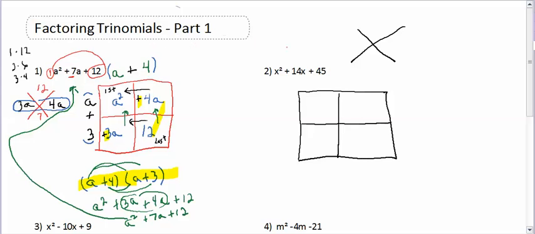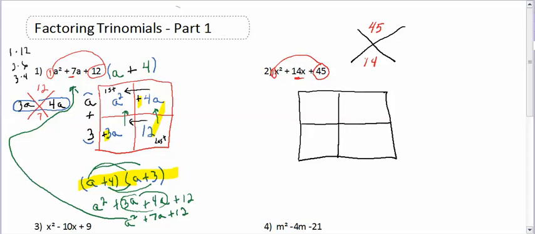Our first question is, we're going to multiply the first, which is 1, times the last, which is 45. So first times the last is 45. That's going to go at the top. Those are the numbers that you're going to multiply to. The middle term is the number that they have to add up to. So two numbers that multiply together to give me 45, but add together to give me 14.